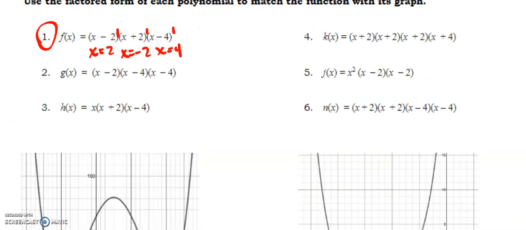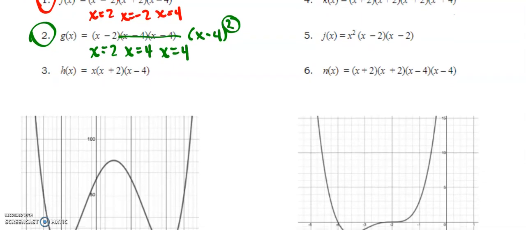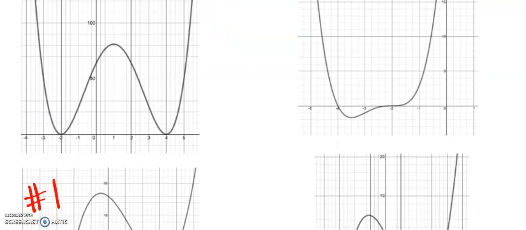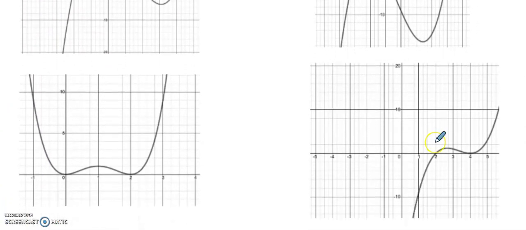All right, let's look at number 2. Number 2, I have x equals 2, x equals 4, and x equals 4. Notice that this then creates a multiplicity of 2. Because instead of writing x minus 4, I could have written x minus 4 squared. So this even power means I'm going to touch and bounce back at 4. So I need to cross through at 2, but I need to touch and bounce at 4. Cross through at 2, touch and bounce at 4. Here we go.